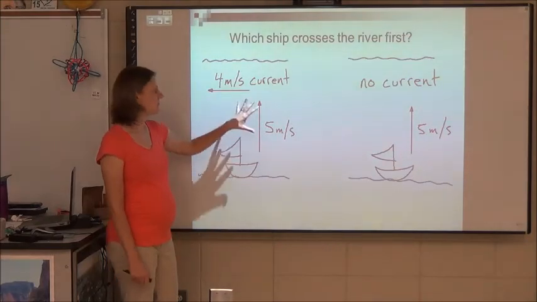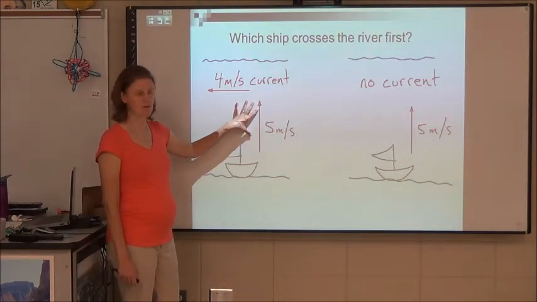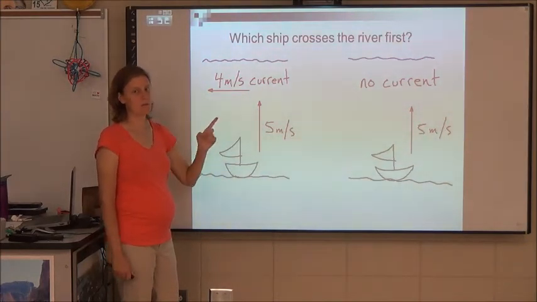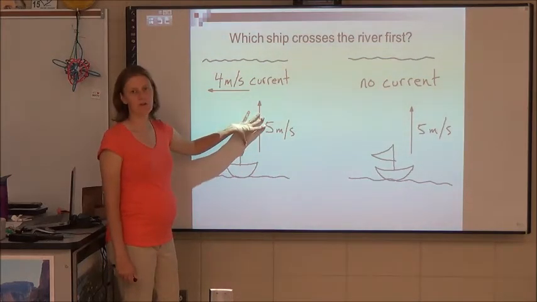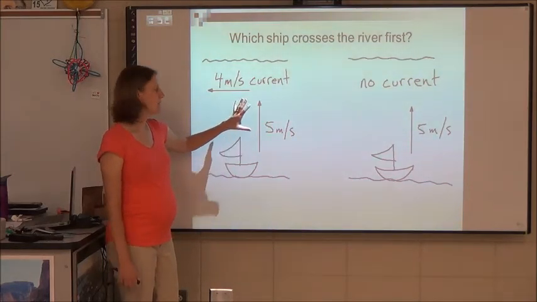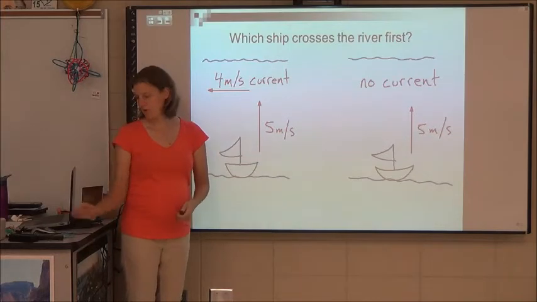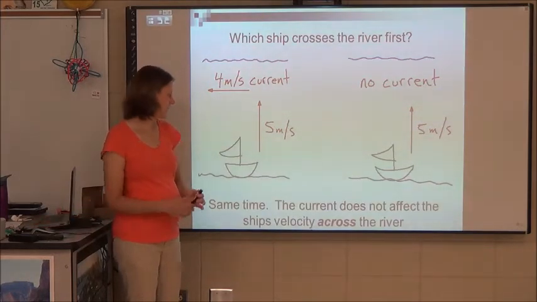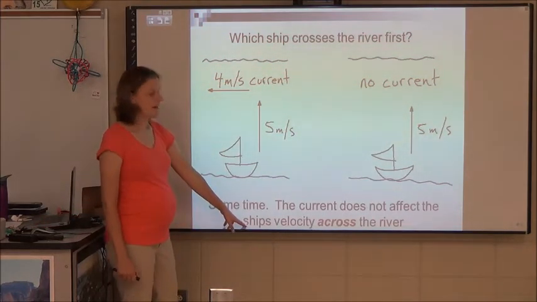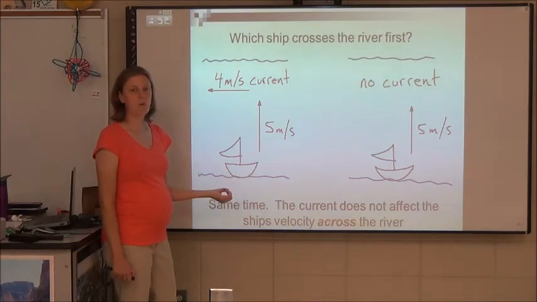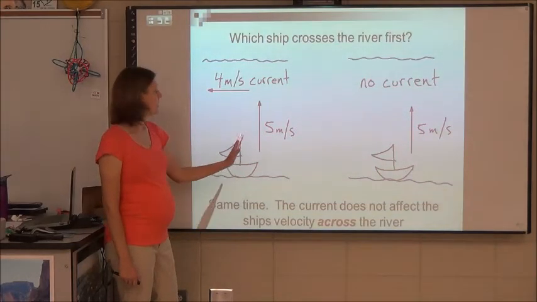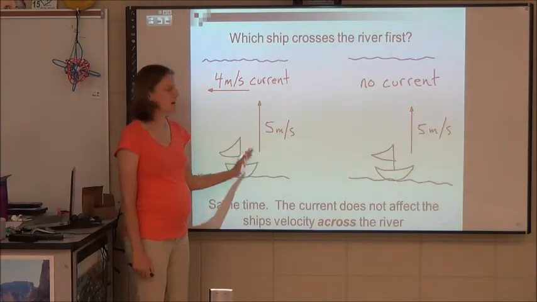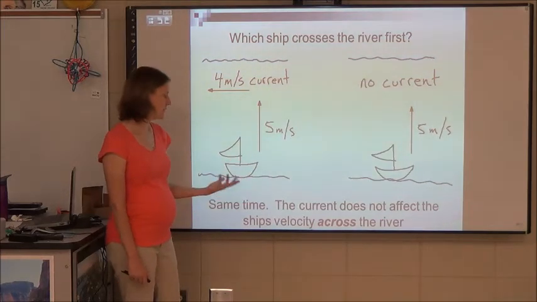Common guess is to say that, well, this one's going faster overall, which it is, so this one should cross the river first. But it's not true. They will both cross the river at the same time. And one of the clues there is simply that word across. The question was about across. Well, they actually have the same speed across.